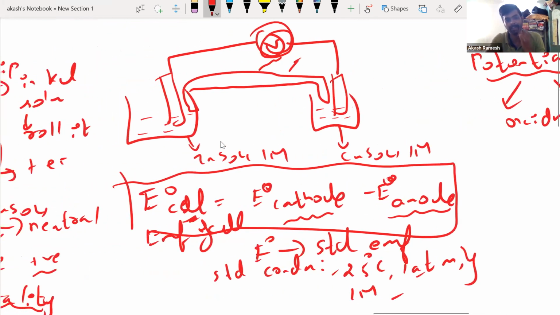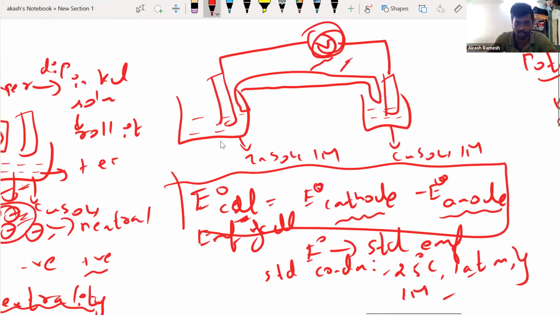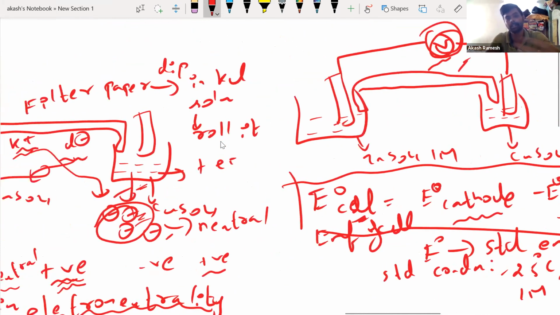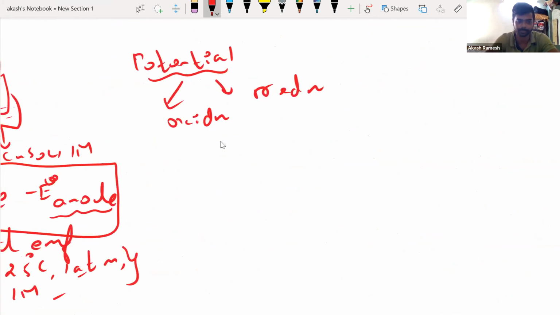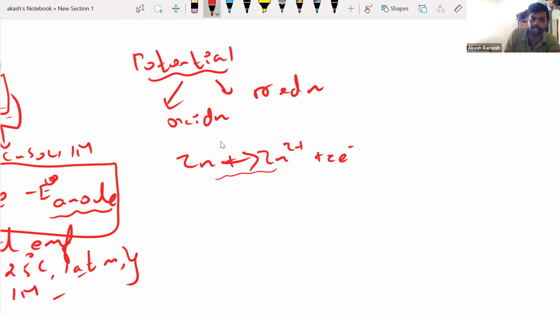Because we understand that two processes are happening here, one is oxidation, the other one is reduction, so we have two types of potential. Say this zinc giving Zn2+ and 2 electrons. This is an oxidation process, correct? So we generally talk about oxidation potential. Say now if reduction happens, we talk about reduction potential.